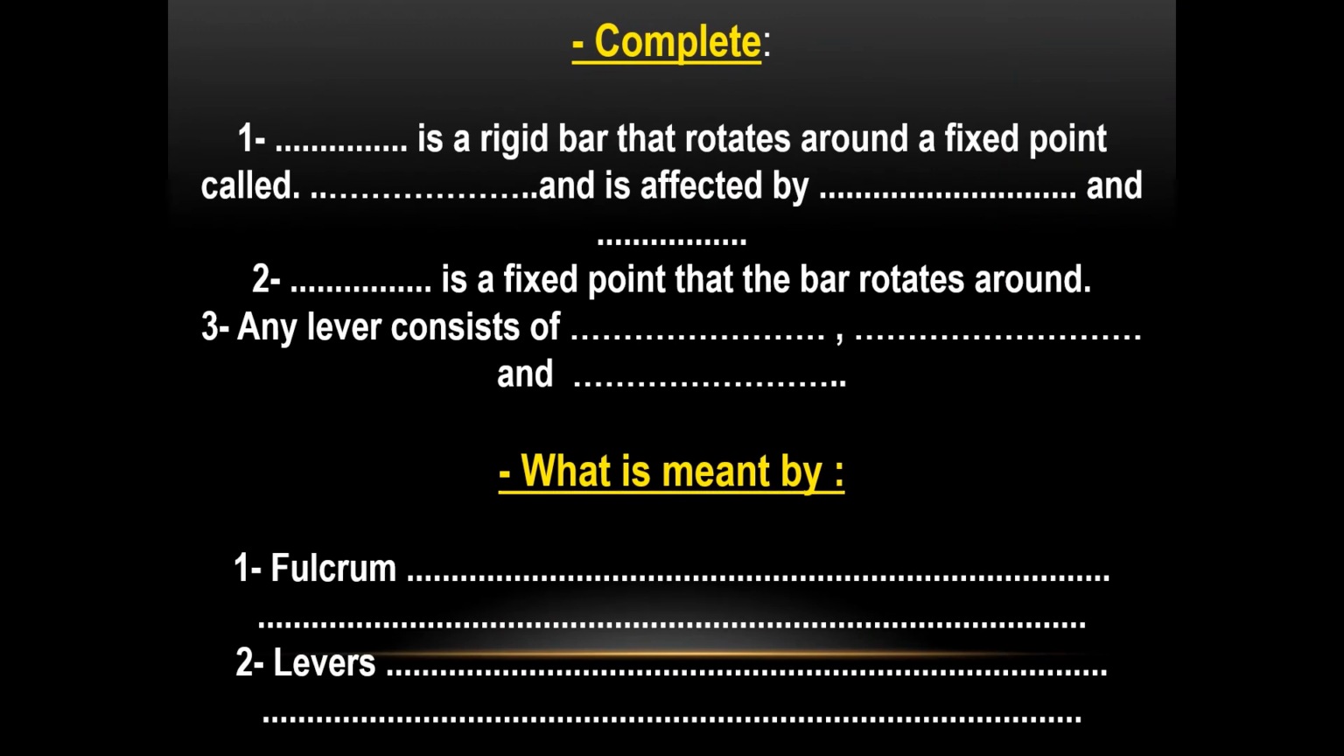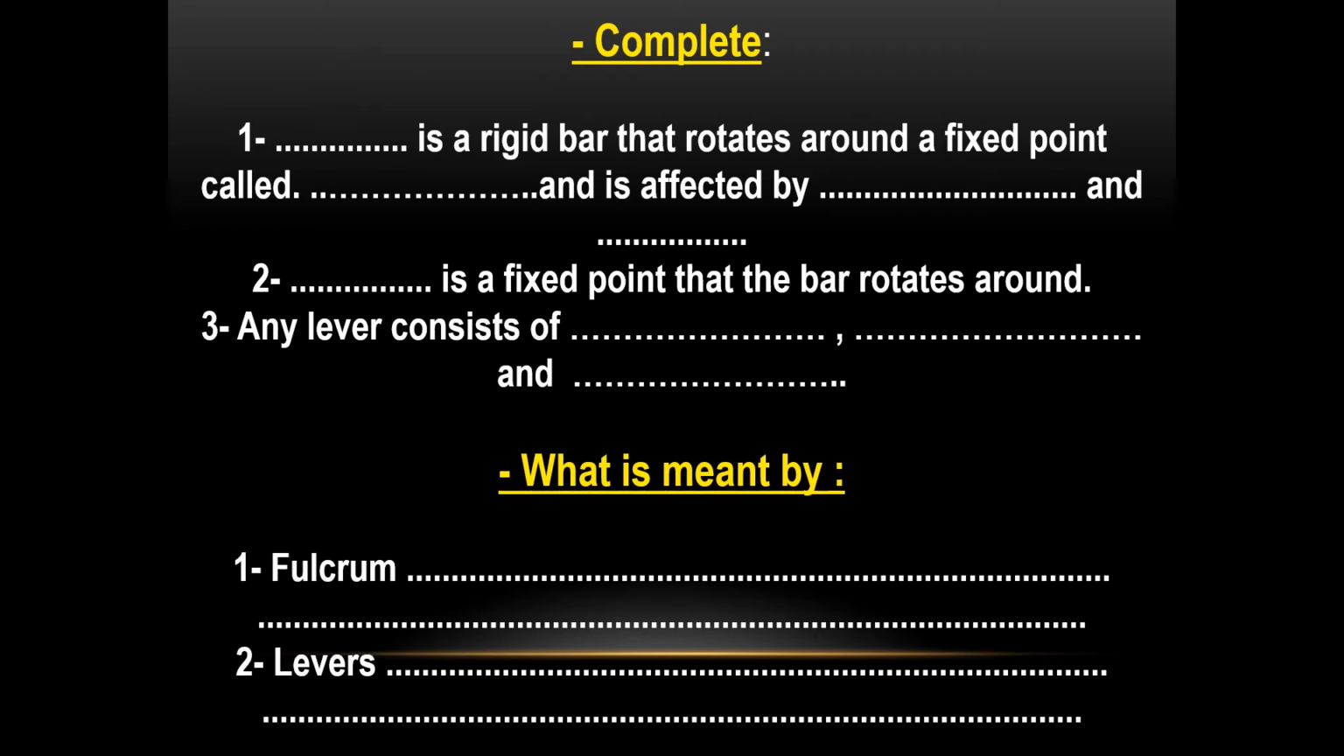Okay, let's start an exercise about the previous part. Question number 1, complete. Number 1, blank is a rigid bar that rotates around a fixed point called blank and is affected by blank and blank.